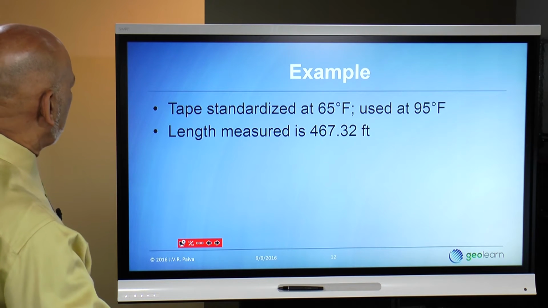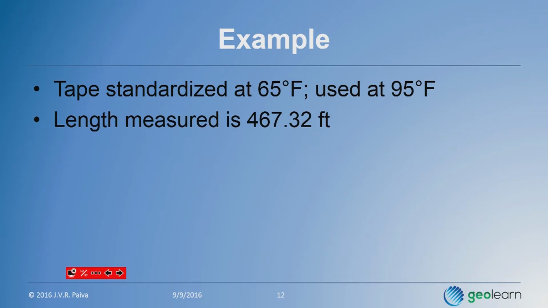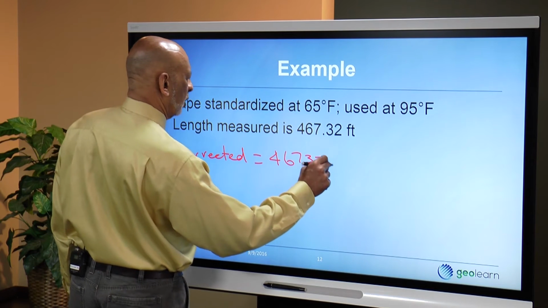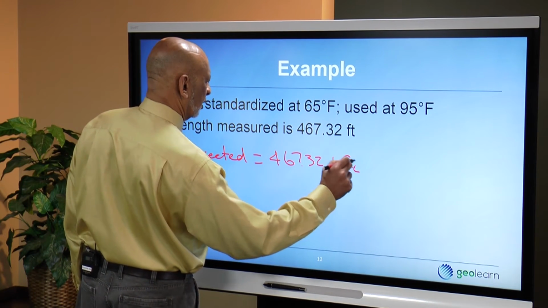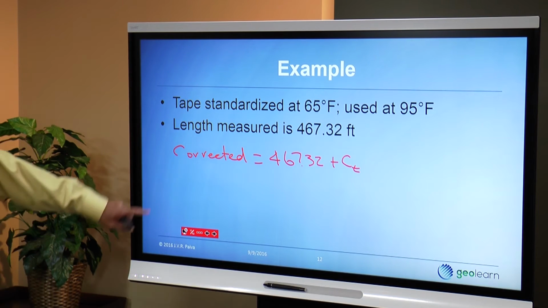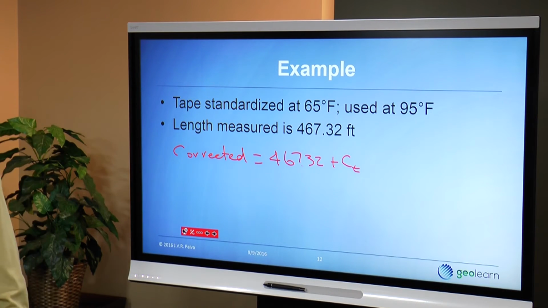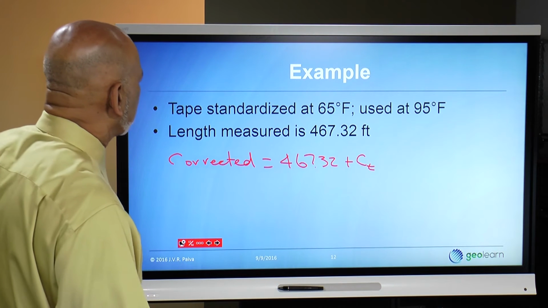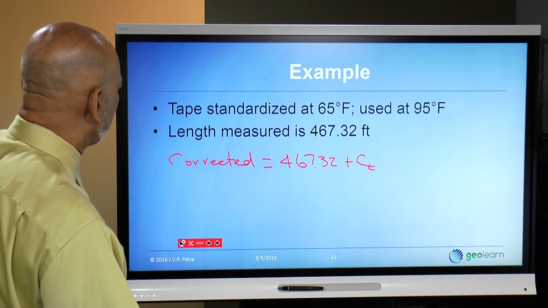So here's an example. Tape is standardized at 65 degrees Fahrenheit. It's used at 95 degrees Fahrenheit. The length measured is 467.32. What is the corrected length? So the corrected length would be equal to the measured length of 467.32 plus the correction C sub t. Now this is simply taking that very first equation I presented to you and writing it for this particular case.